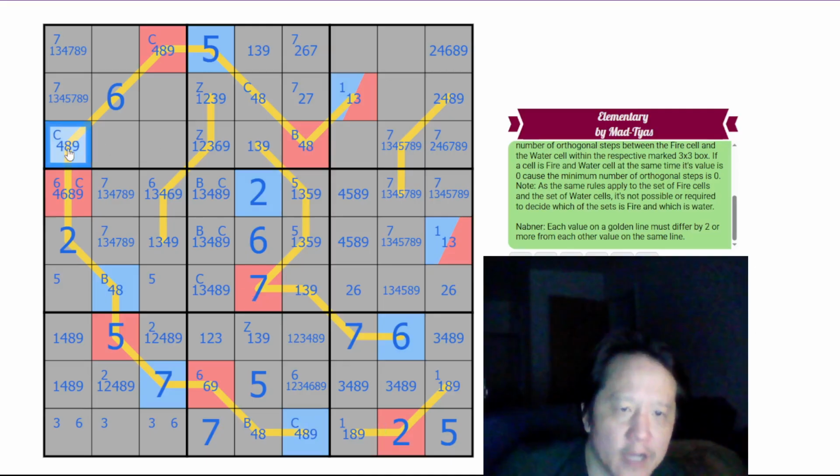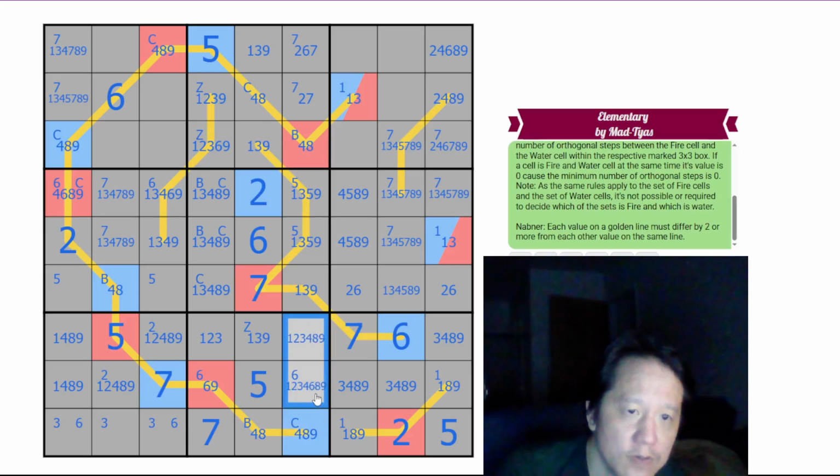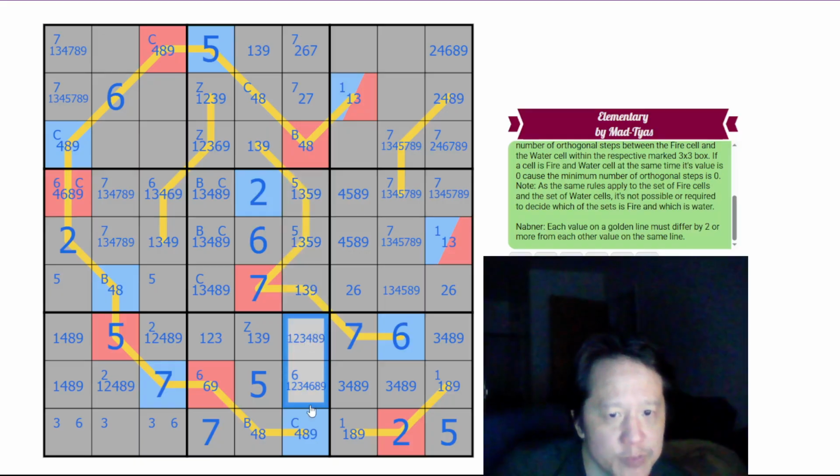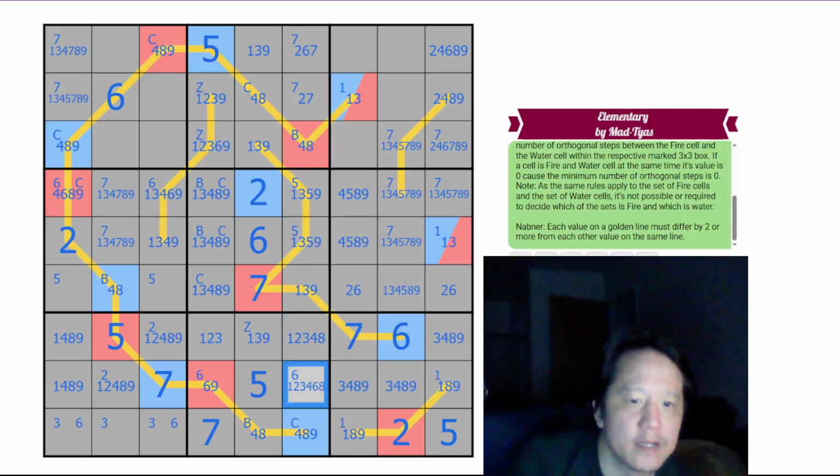If this is 9, that means 9 cannot be here. 9 has to be one of these 3 on the Nabner line, which means 9 cannot be any of these cells here. If this is not 9, this is 9, which means one of those 3. Oh, that's interesting. So if this is 9, that means this can't be 9, so 9 has to be on the Nabner line, which means this can't be 9. If this is not 9, 9 is here, which means this cannot be 9 either way. So 9 cannot be here.